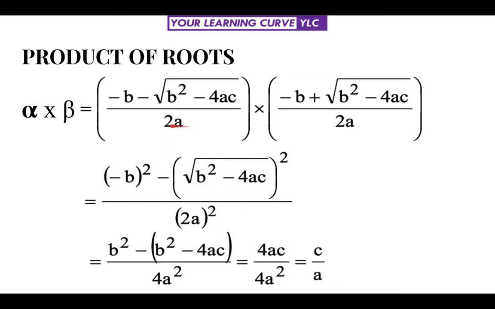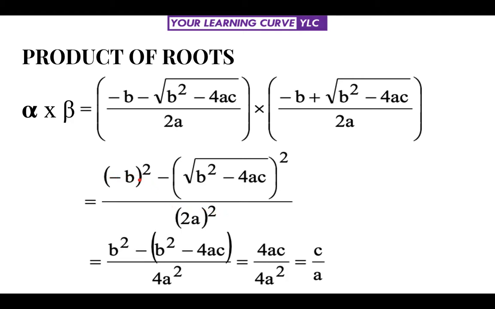When we multiply these two roots, you can name any root alpha, any root beta, you multiply it, you see a plus b, a minus b, means minus b minus some same thing, minus b plus same thing. So a plus b into a minus b is a square minus b square. You get minus b whole square minus root over b square minus 4ac whole square. The denominator becomes 2a whole square.